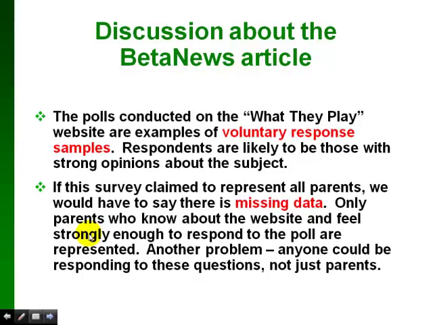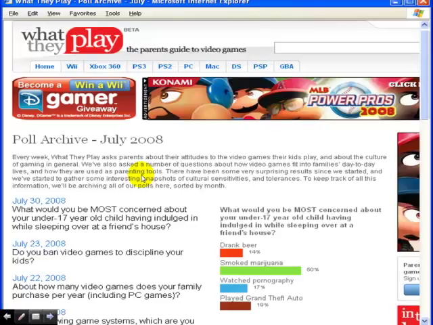This would be an example of a voluntary response sample. The people who responded to this poll are likely to be those with strong opinions about the subject of video games. And they would also have to be people who knew about the website, visited it, and had strong enough opinions to actually respond to the survey. If the poll is claiming to represent parents, that's also a problem because anyone could be responding to this survey, not just parents. So here's the actual website.